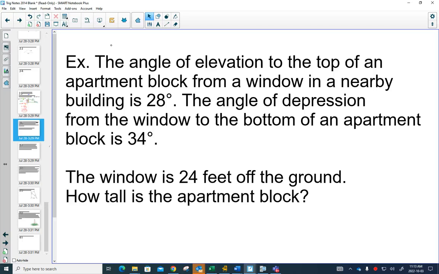Now the next level of difficulty, more than one triangle, and it's a word problem that you have to read and draw it yourself. So, the angle of elevation to the top of an apartment block from a window in a nearby building is 28 degrees, and the angle of depression from the window to the bottom of the apartment block is 34 degrees. The window is 24 feet off the ground. How tall is the apartment block?